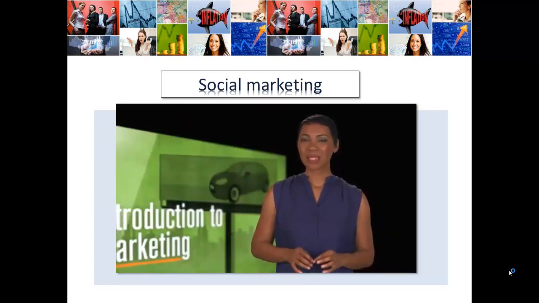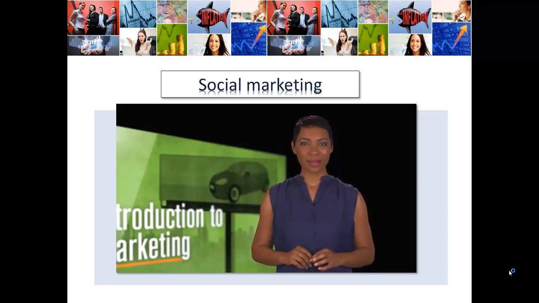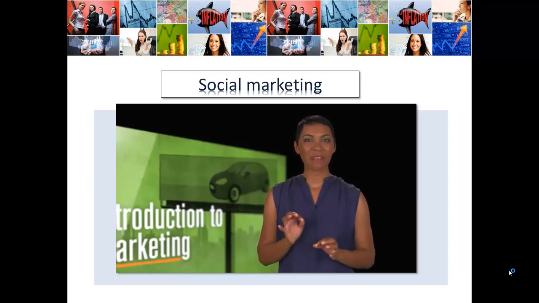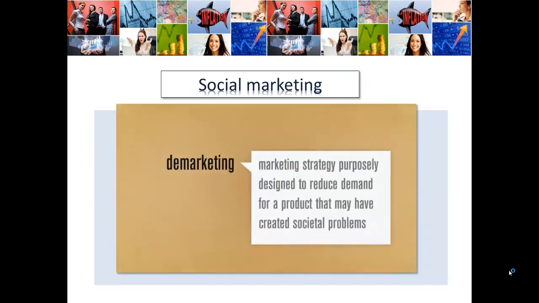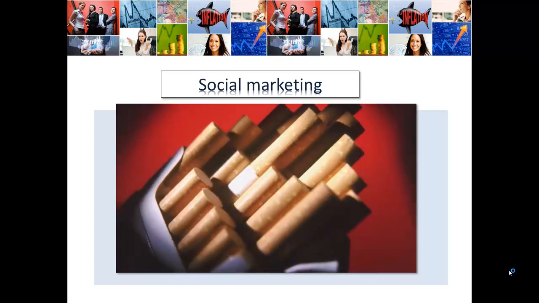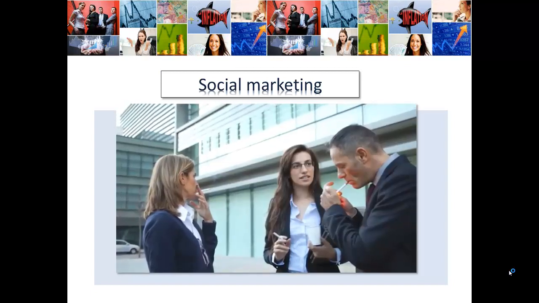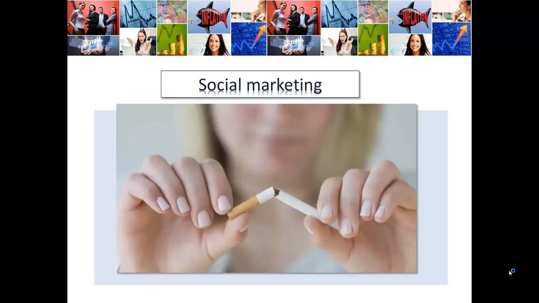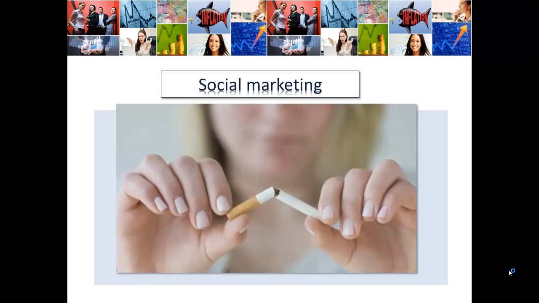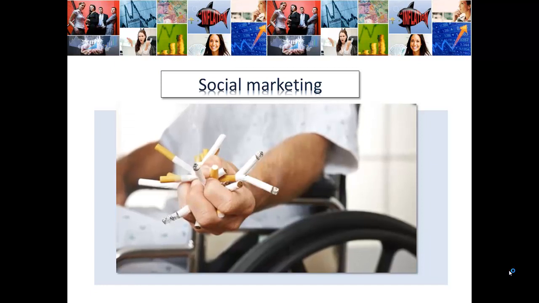Sometimes, companies that subscribe to the societal marketing concept find themselves in a position where they need to engage in the demarketing of their own product. Demarketing is a marketing strategy purposely designed to reduce the demand for a product that may have created societal problems. For example, one of the largest tobacco companies in the United States encourages consumers to visit its website to find information about cigarette ingredients, the serious effects of smoking, and even how to quit smoking.